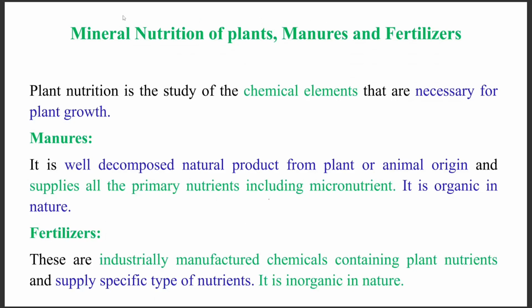And we have mineral nutrition of plants, and then manures and fertilizers. Plant nutrition is very important because in this part we study the chemical elements, mainly the nutrients that are needed for plant growth. That can be provided from manures or fertilizers. Manures are organic, mainly produced from animal or plant origin, and they supply all the primary nutrients including micronutrients, and they are mainly well decomposed natural products. But fertilizers are inorganic, created artificially by industries, and they can provide specific types of nutrients.